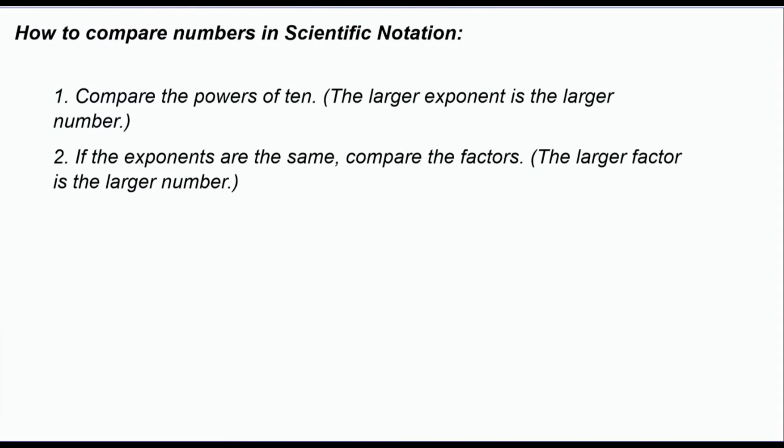So how to compare numbers in scientific notation? The first thing you want to do is compare the powers of 10. The larger exponent is the larger number, period. If one has a larger exponent, you know it's automatically bigger because all the factors will both be between 1 and 10. Second, if the exponents are the same, then compare the factors. The larger factor is the larger number. So your first line to look at is the power of 10, and then secondly, look at the factor to determine if the powers of 10 are equal.